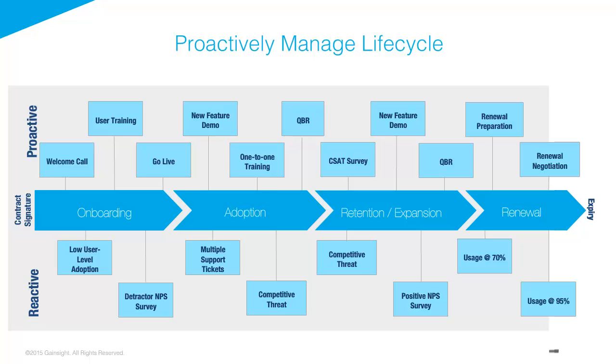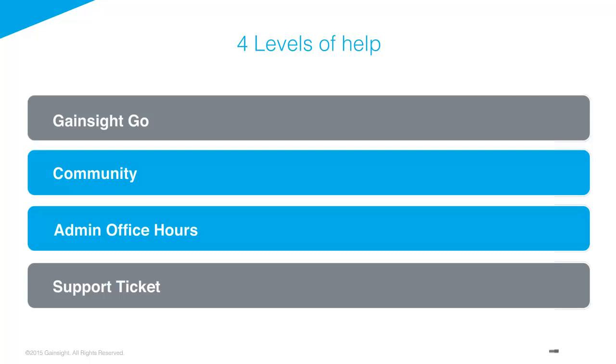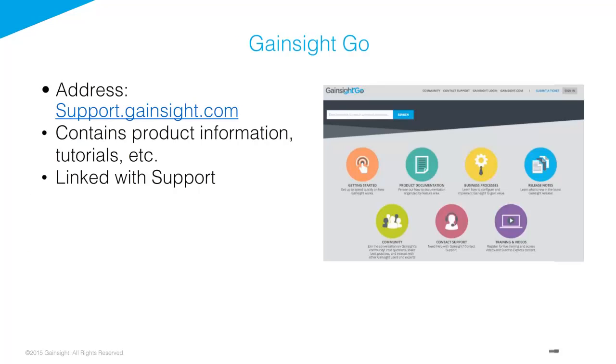There are 4 primary ways to get help when you need it. Each is unique and designed to provide a certain type and level of help. Let's visit each of them in more detail. Gainsight Go is our primary support site. Here you can find tutorials, answers to the most frequently asked questions, and links to the other levels of support that we'll be discussing today.